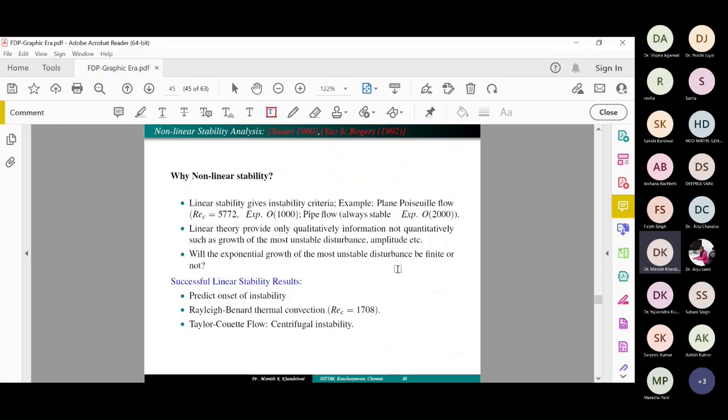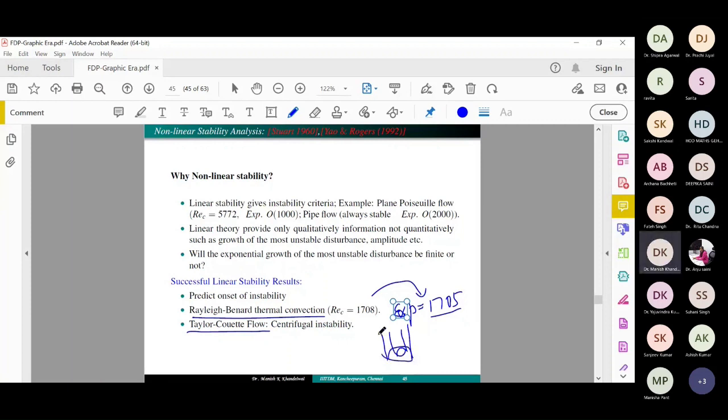So we can conduct instability analysis for a problem. One successful result we can see in the literature: I have already declared the onset of instability. Second is Rayleigh-Bénard thermal convection. The linear stability analysis gives the critical point 1708, while at the same time the experimental critical point is 1705. It is very close to the experimental result. So linear stability analysis does not always give bad results; it gives results very close to experiment. Then Taylor-Couette flow, which is basically flow between two concentric cylinders, like this.